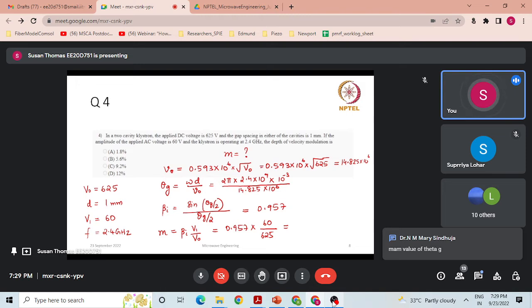Value of theta g. Okay, I am directly giving you beta I. No need to worry about theta g. You can actually calculate and find that out. If you know beta I, you can just substitute directly here and find the final answer for m.